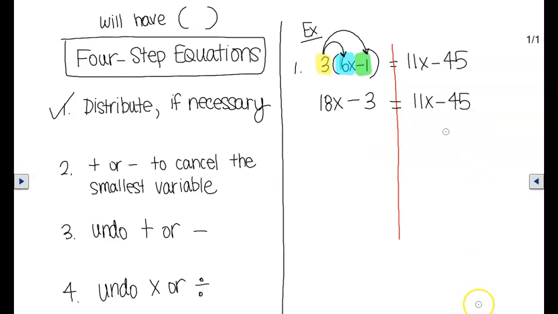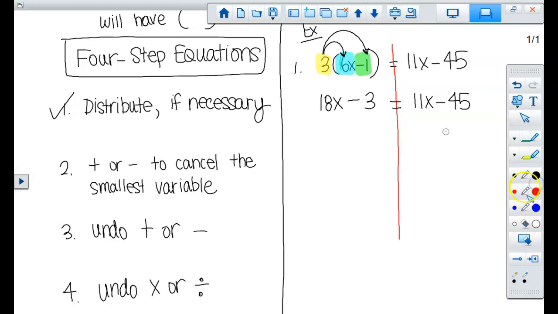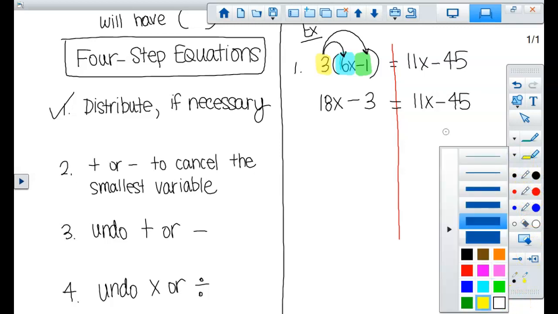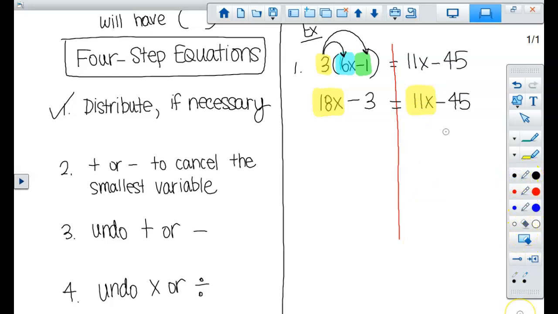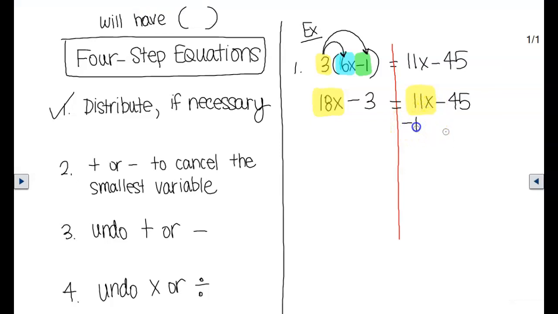So now we're dealing with 18x minus 3 is equal to 11x minus 45. So we're on step 2. We're going to add or subtract to cancel the smallest variable. So let's look at our variables. Our variables are 18x and 11x. Out of those two, the smallest is positive 11x. So to cancel out a positive 11x, I would do minus 11x. I have to do it to both sides. 11 minus 11 is 0. Those cancel.